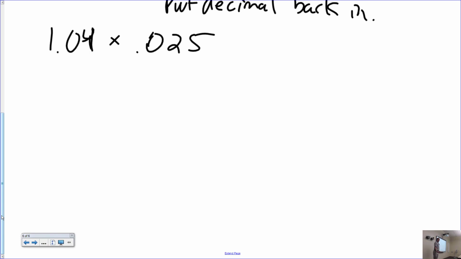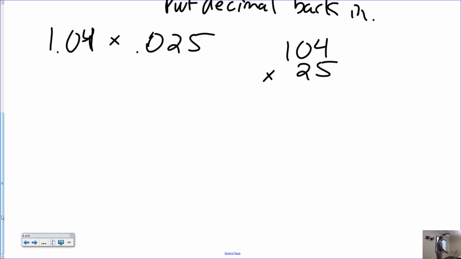Again, ignore the decimal points like they're not there. So this first number, instead of being 1.04, just think of it as 104. This second number, instead of thinking of it as 0.025, just think of it as 0.25. Now, do I need that leading 0 when there's no decimal point? No. So this is the same as multiplying by just 25. You can put the 0 in there if you want to, but all it's going to do is make you add a whole bunch of zeros.